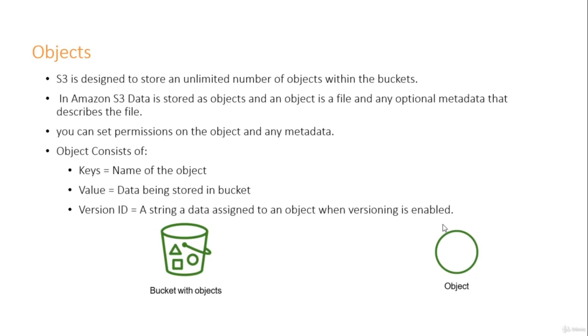And then the version ID will come when we enable versioning for a bucket, and Amazon S3 automatically generates a unique version ID for the object being stored, where the ID is a combination of numbers.